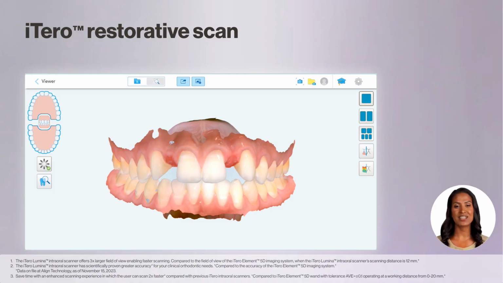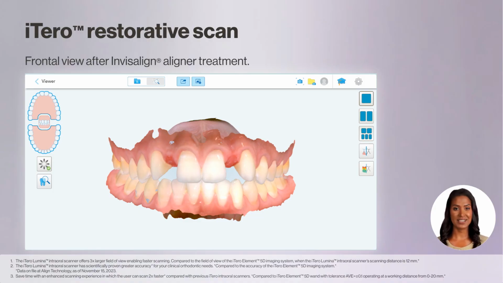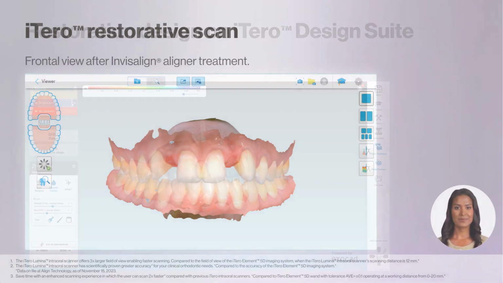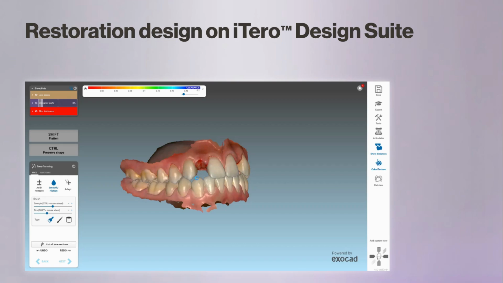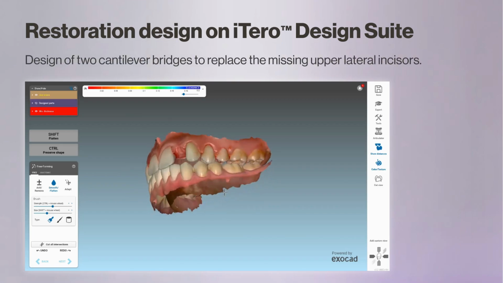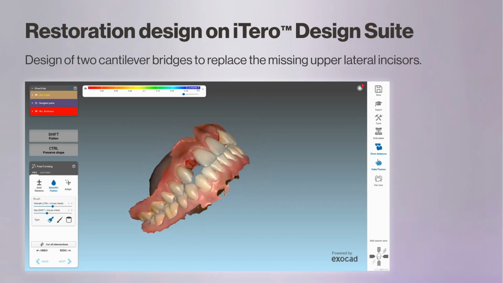At this point, the teeth are optimally positioned with the proper spaces for restorations. Using the iTero Lumina scanner, the restorative scan is completed in just one pass, which is fast, accurate, and comfortable for the patient. In this case, the scan was exported into the iTero design suite. The two cantilever bridges were designed and produced chairside to replace the missing upper lateral incisors.